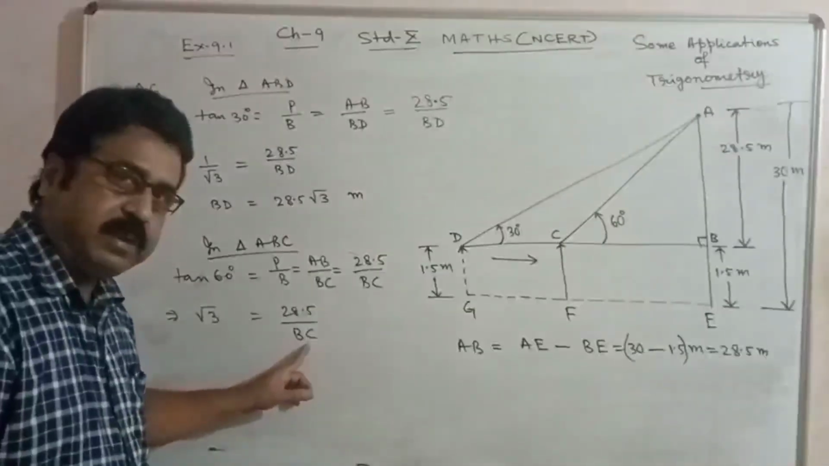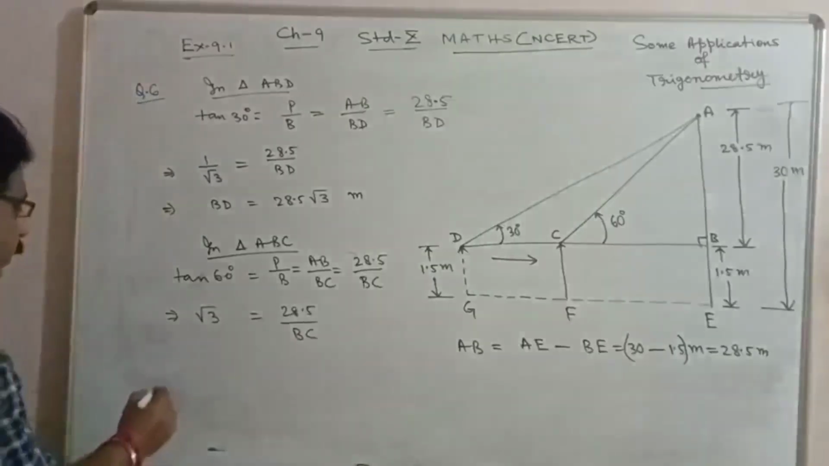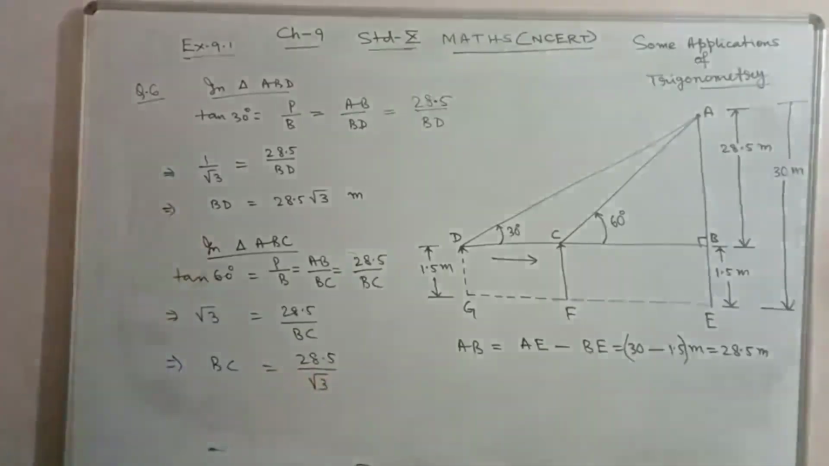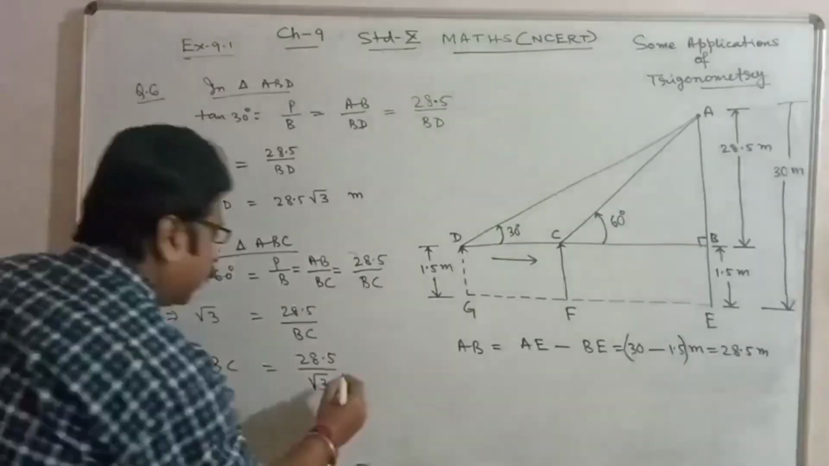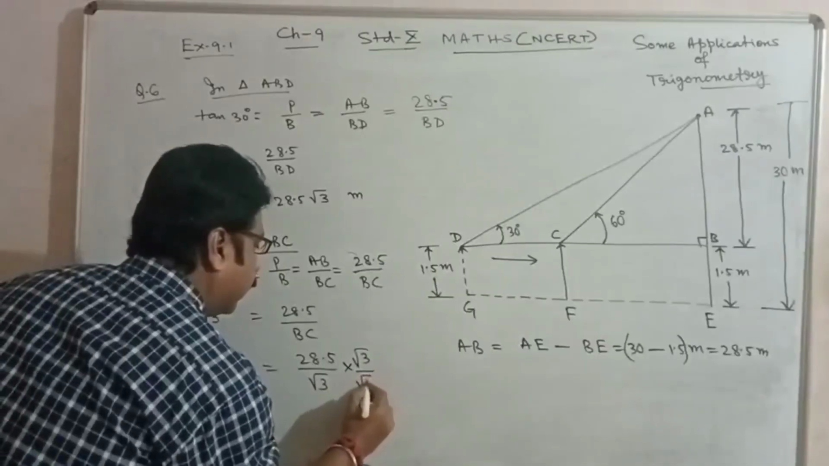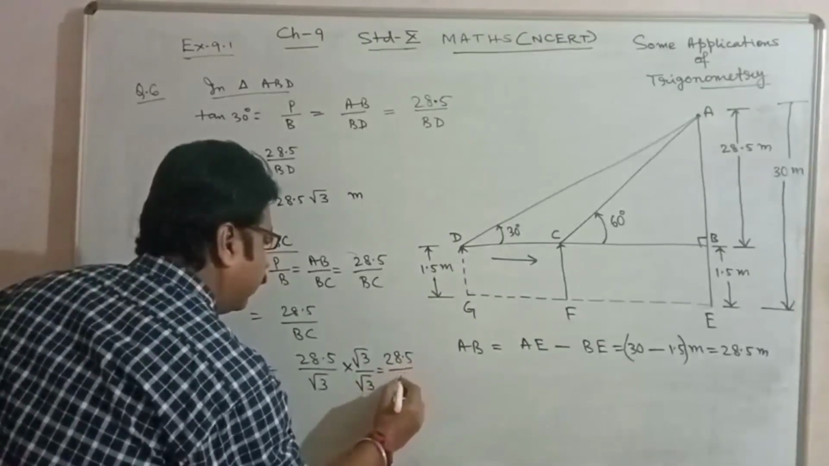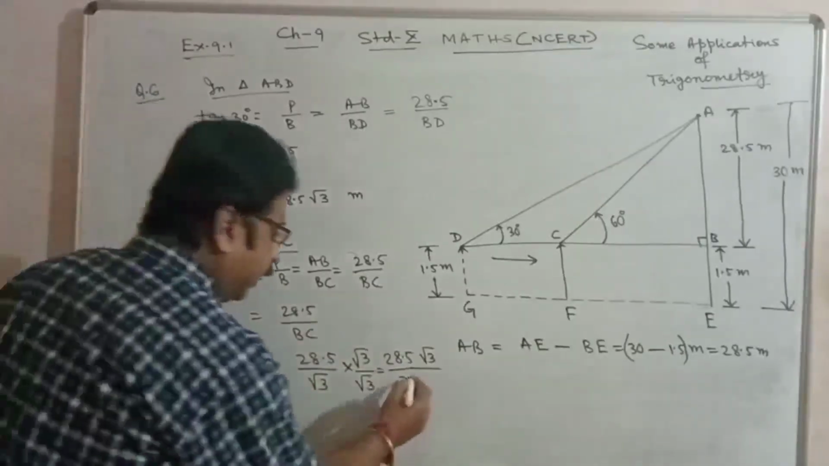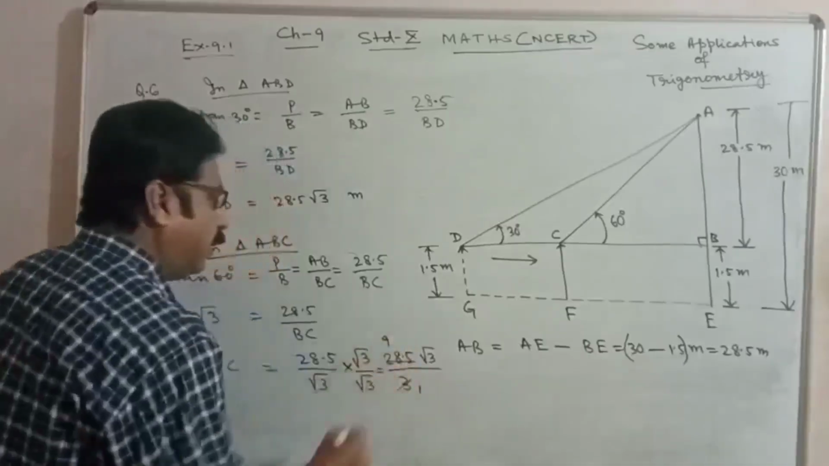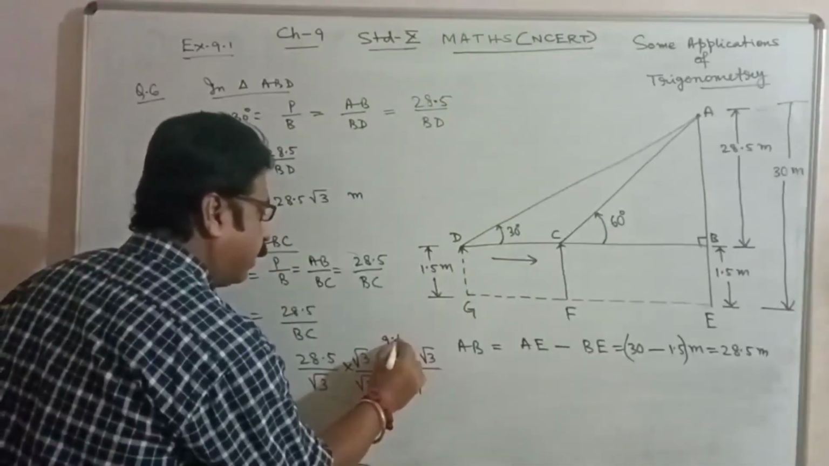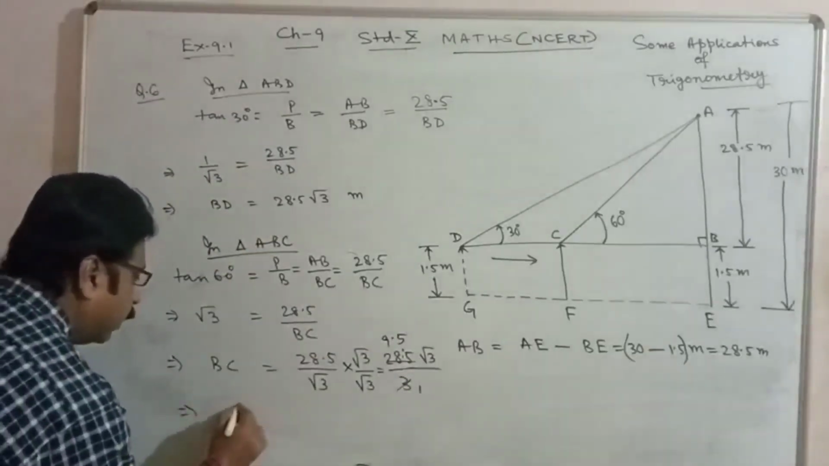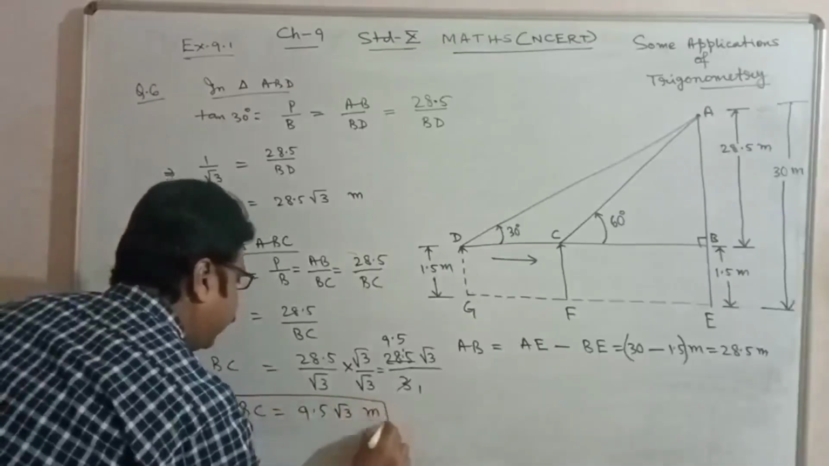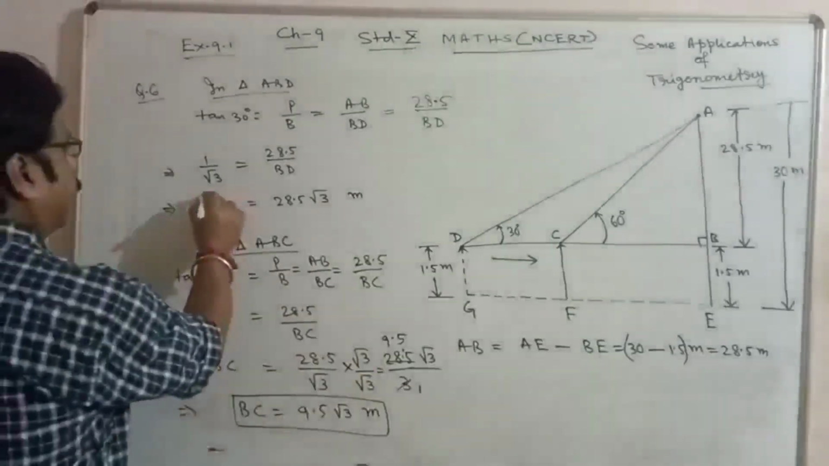Now, see, we can shift this BC here and this root 3 here. BC is 28.5 upon root 3. We can rationalize it. It will be root 3 upon root 3, means 28.5 upon 3 into root 3. We can cut 3 by 3. 3 1 is 3, 3 9 is 27, 1 will be left. 0.15, 3 5 is 15. Means BC is 9.5 root 3 meter. So we got BC and we got BD also.